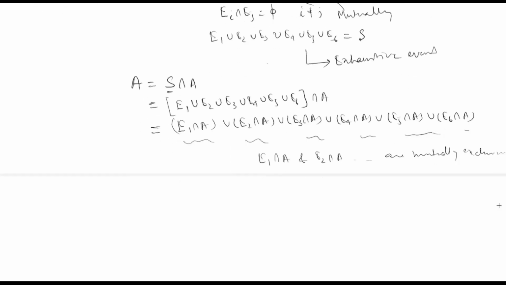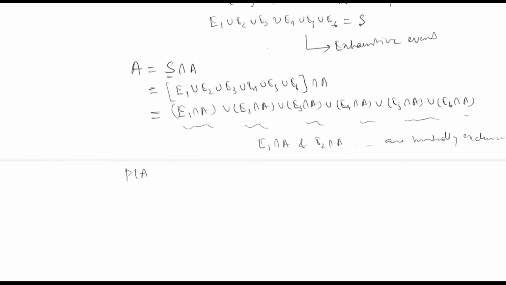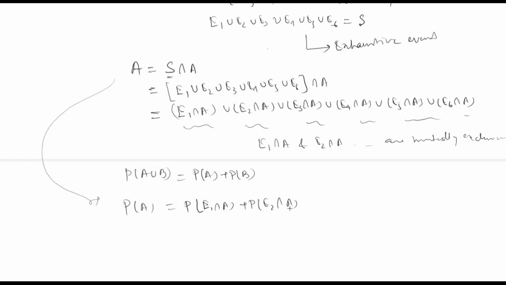Because we know that if you have P of A union B, and if they're mutually exclusive, then it is equal to P(A) plus P(B). So from here, P(A) is going to be the union of all these events, and they are all mutually exclusive. So can I say that this is equal to P of E1 intersection A plus P of E2 intersection A plus P of E3 intersection A and so on, plus P of E6 intersection A.